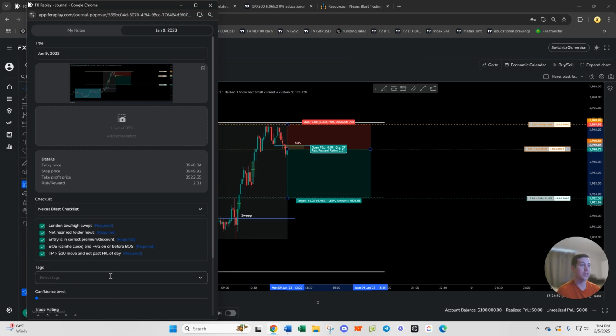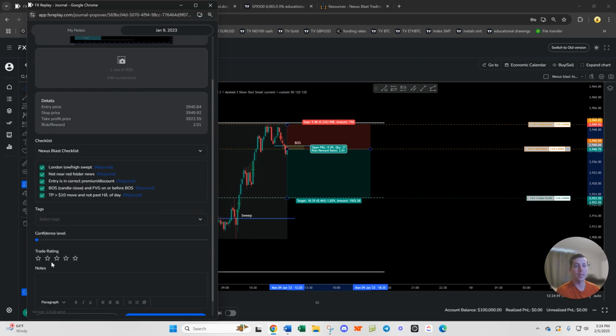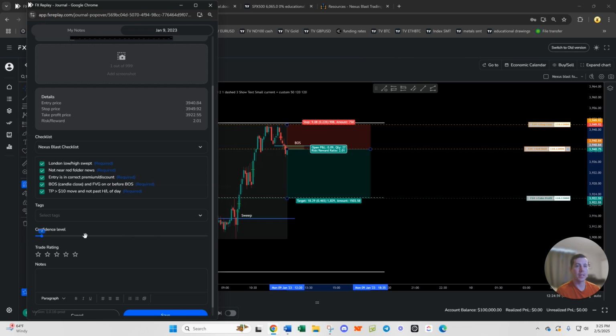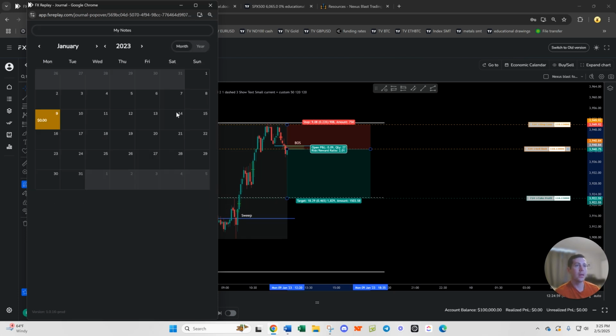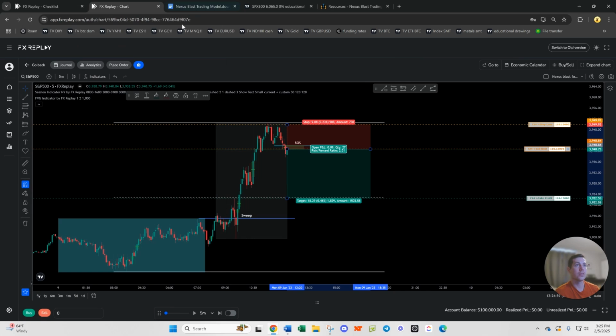If there's additional tags you want to record, such as different entry triggers or different things you want to toggle in the analytics, you can add different tags here. And then you can also play around with confidence levels or trade ratings and notes, anything you want. Maybe you could write here London high sweep or anything else you want to record, so you can save it, and then that'll be saved out in your journal for later.